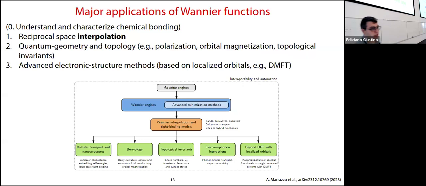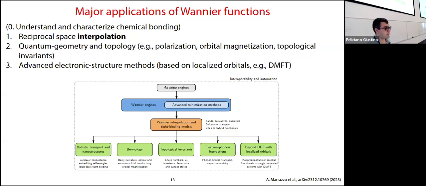But so coming back to my title, what are the major applications of this Wannier function? So the first application, I call it the zeroth application, is the one that has been already discussed by Nicola, and is about understanding and characterizing chemical bonding. And I won't talk too much about this. I will focus more on practical applications, or let's say different kinds of application with respect to just understanding chemical bonding.